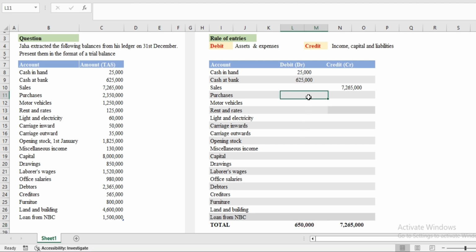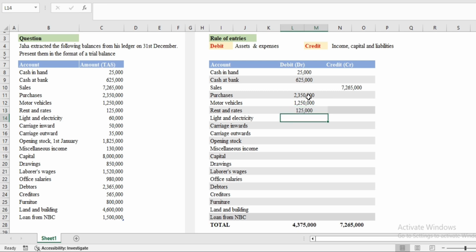Moving on to the purchases. The purchase is an expense account, therefore it is going to be debited, so we're going to put in the amount. Moving on to motor vehicles. Motor vehicles are non-current assets, therefore they're also going to be put on the debit side. Rent and rates, these are expense accounts, so they're also going to be put on the debit side.